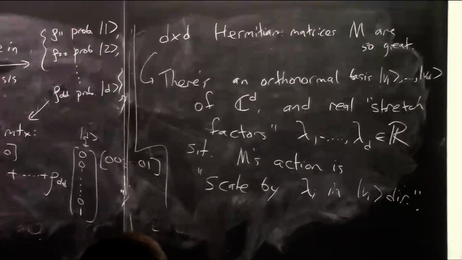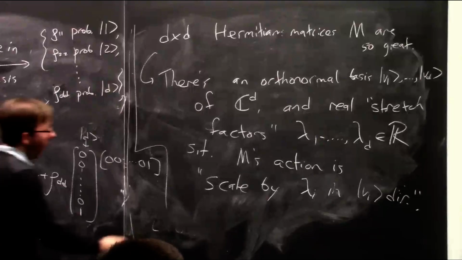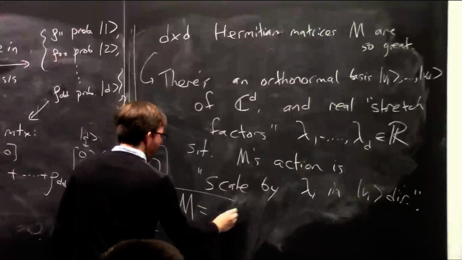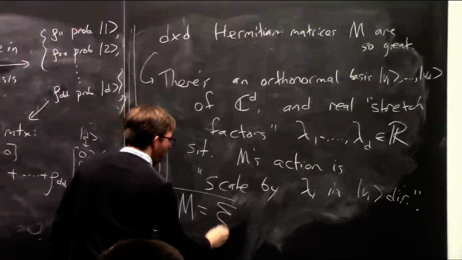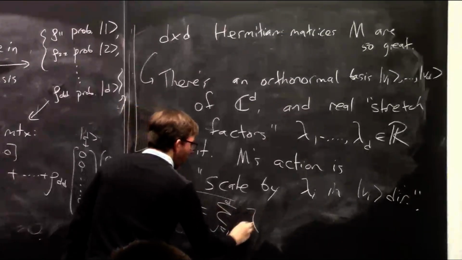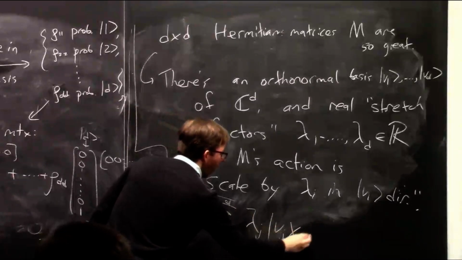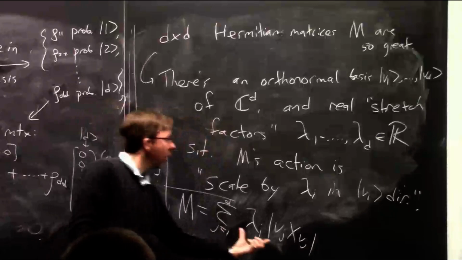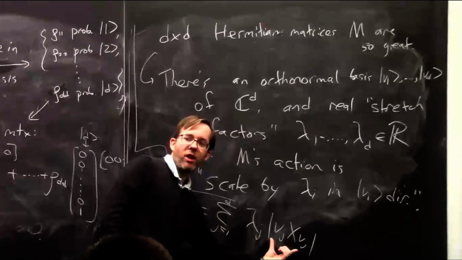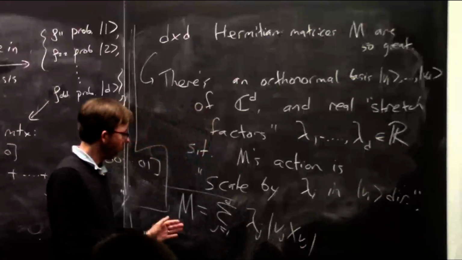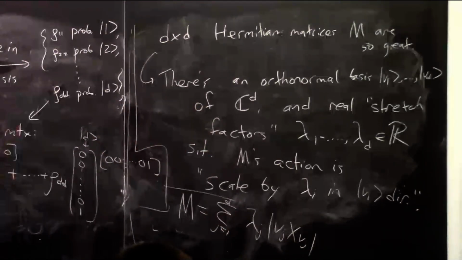Great. And by the way, once you have this set up, the matrix itself, M, is the sum, j goes from 1 to d, of lambda j times this projection. If you remember your linear algebra, this operation is projection onto the vector vj. And this is like stretching. And yeah, you actually studied this, I think, in homework 2.